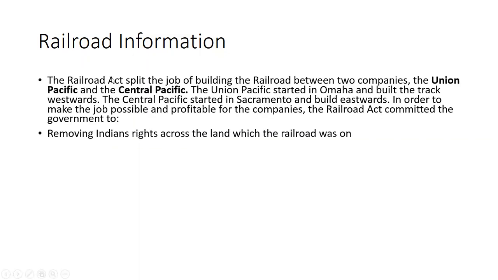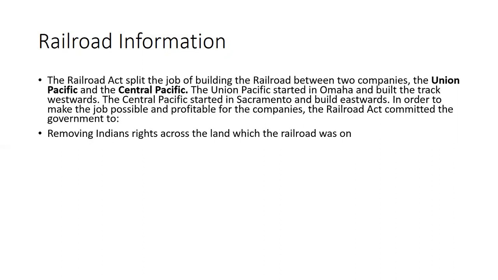Now going further, the Railroad Act split the job of building the railroad between two companies. So two companies stepped up and said, we want to build this railroad. You had the Union Pacific and the Central Pacific. The Union Pacific started in Omaha and built the track westwards, and the Central Pacific started in Sacramento and built it eastwards.